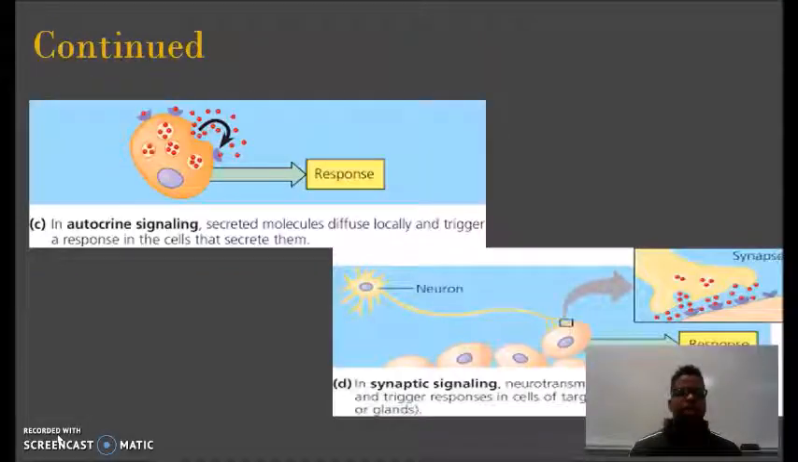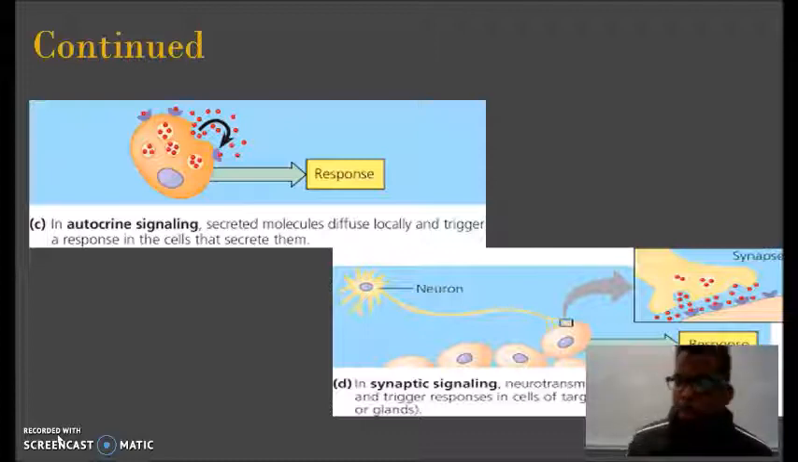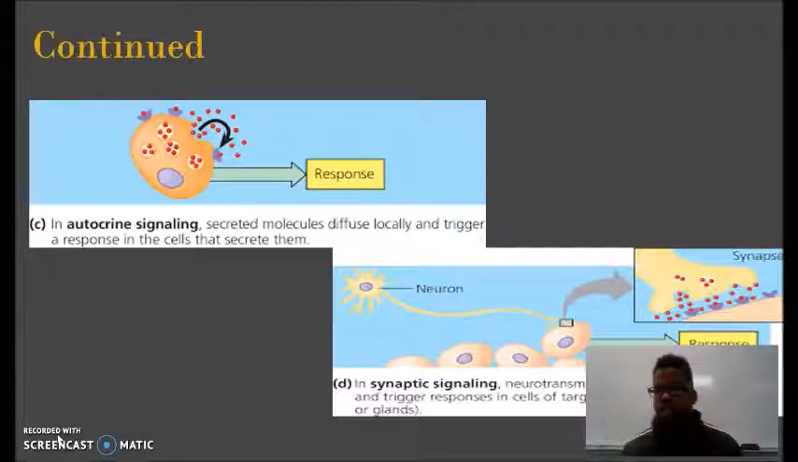And the next type is autocrine signaling. The secreted molecules diffuse locally and trigger a response in the cell that secreted them. And a main function of these 2 is with the nervous system, with reproduction, and blood pressure regulation.